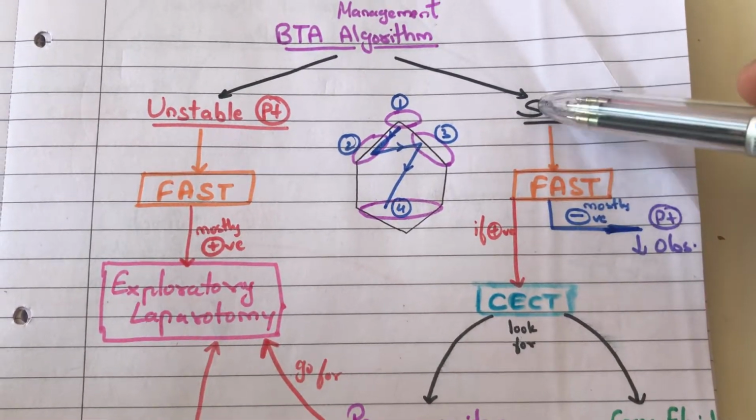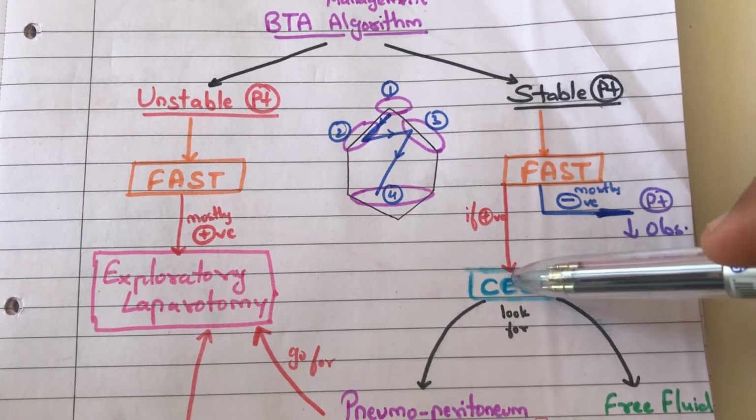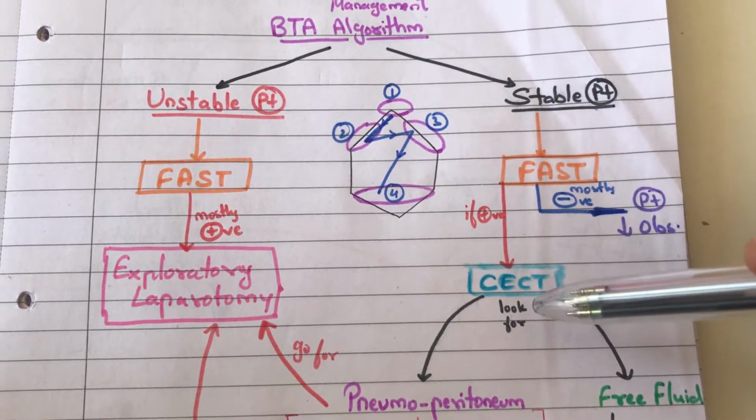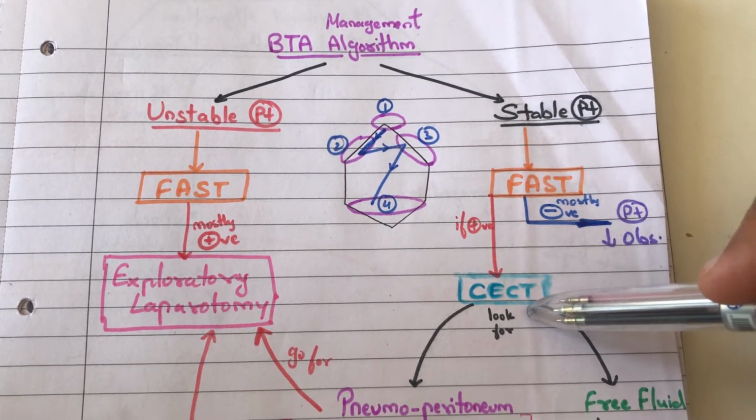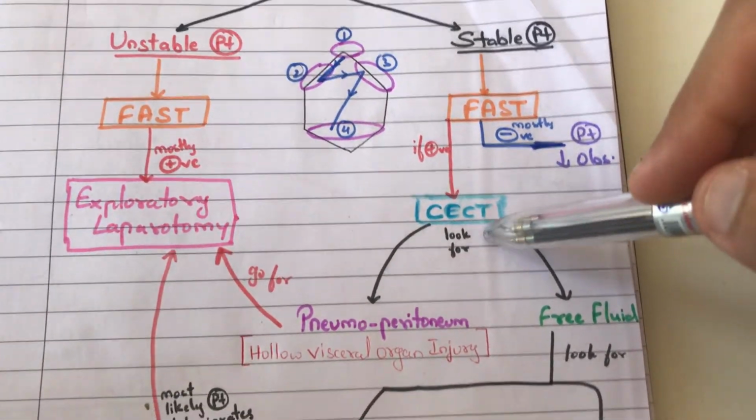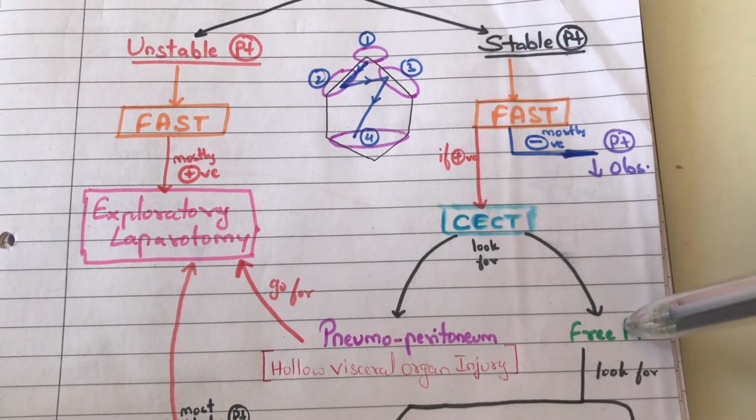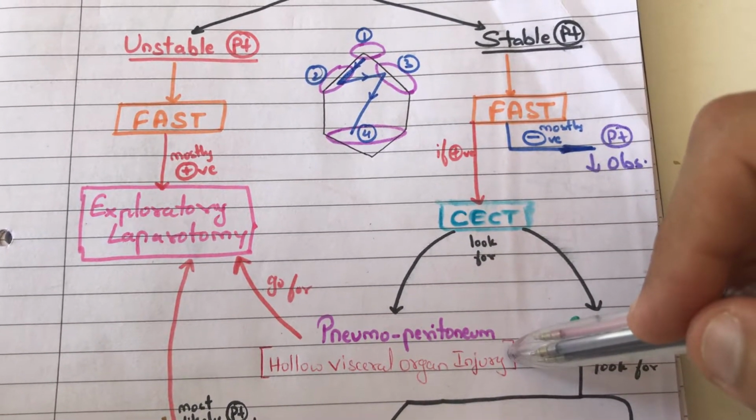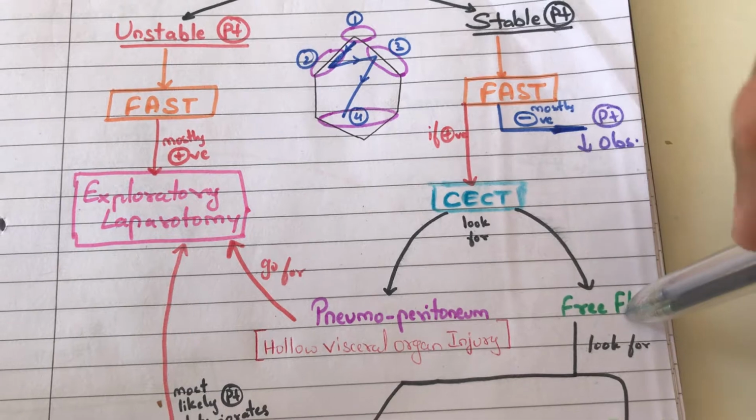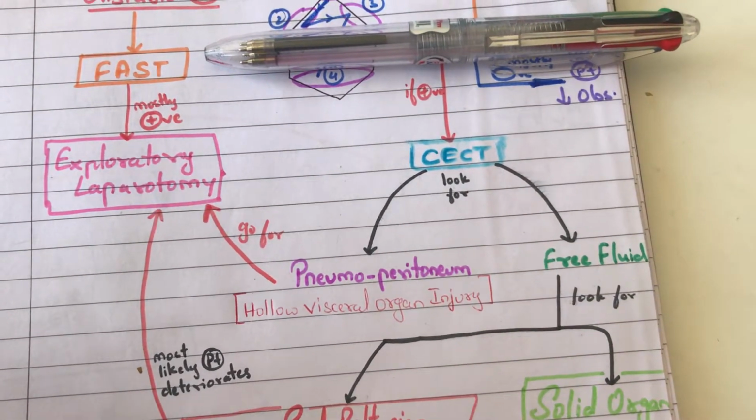But if in the stable patient the FAST turns out to be positive, then we have to go for a CECT. CECT is the gold standard to look for any abdominal injury. Once the CECT is done, we are going to look for 2 things: pneumoperitoneum, or free fluid. Now let me show you what pneumoperitoneum looks like on my iPad.